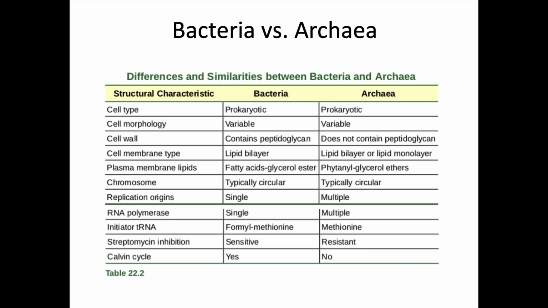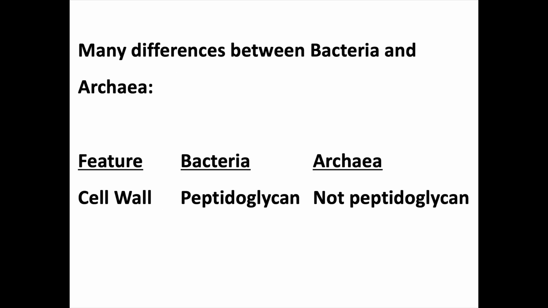I just want to call out two in particular that I think are particularly important. One, and I've made a little table here with feature, bacteria, archaea, is cell wall. Bacteria specifically have a cell wall made of peptidoglycan. Whether they're gram-positive or gram-negative, they still have peptidoglycan as their cell wall, whereas archaea, it's something else. And lots of different archaea have different cell wall makeups, but whatever it is, it's not peptidoglycan. That is a bacteria thing.